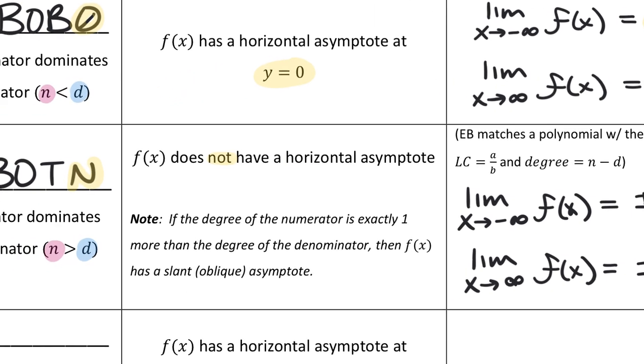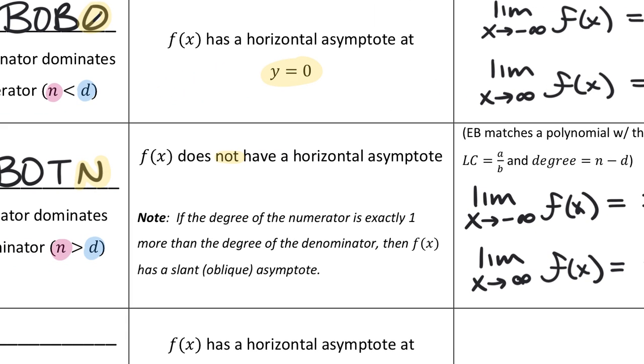Now we're going to come back to this note for a second. If the degree of the numerator is exactly one more than the degree of the denominator, then f of x has what's called a slant or oblique asymptote. So it actually has an asymptote, it's just not vertical or horizontal, it's slant, it's crooked. Okay, I like to call these graphs BOTN by 1. So if you see that you have a bigger on top by 1, you have a slant asymptote.